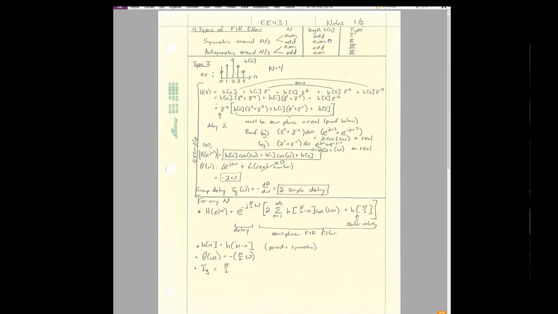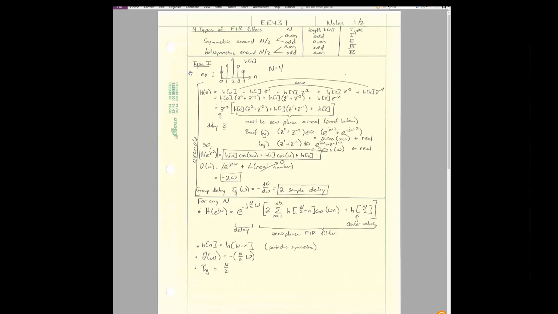If our n is even, the length of h of n, which is always 1 plus the order, will be odd. So the length of h of n's oddness or evenness is the opposite of the n. And we give each of these a different name of the filter. Why we care about this will be clear next lesson, not this. But for now, just realize there are 4 types of FIR filters. This is the way they're defined.